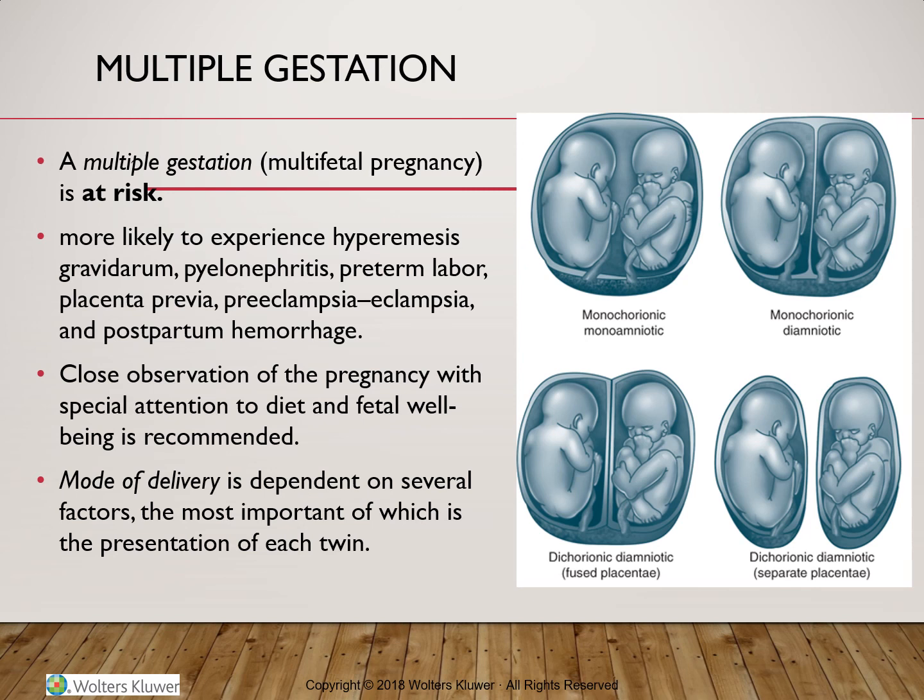If twin B is breech, the provider may schedule a C-section or attempt a vaginal delivery, but only if twin B is not larger than twin A. If twin B may experience fetal distress, or if there is a difficulty delivering twin B vaginally, a C-section is usually performed.